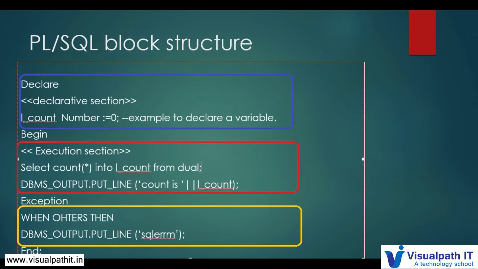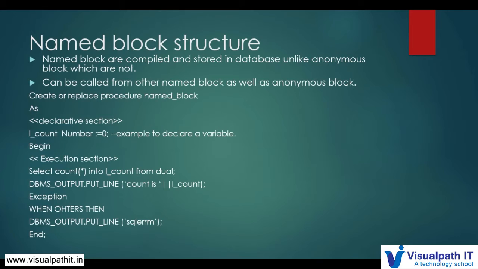So if you go to this anonymous block slide, in the execution section I can call one named block. How to call that particular named block or procedure, you'll see later on. But as of now, you should understand that an anonymous block, as its name suggests, is anonymous. It is not stored anywhere in the database, nor is it pre-compiled.